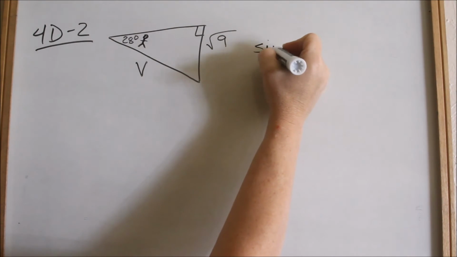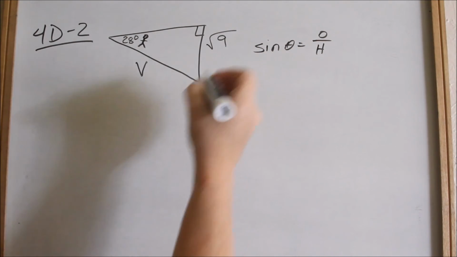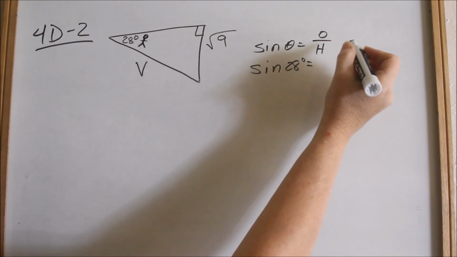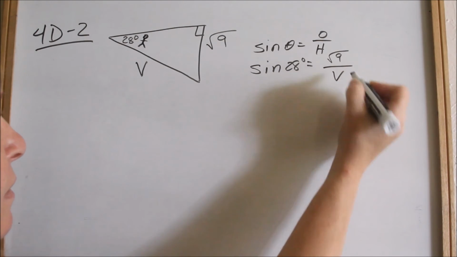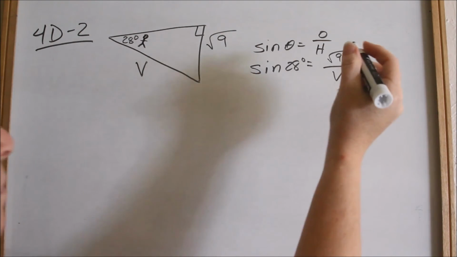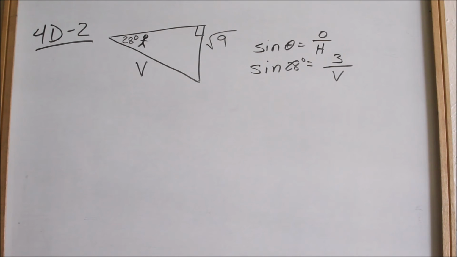So therefore I have sine theta equals opposite over hypotenuse. Fill in what I know. Sine, I know the angle is 28 degrees. The side opposite of me is square root of 9, and then the hypotenuse is V. Okay, so the first thing I'm going to do is turn square root of 9 into a decimal, because this doesn't tell me I have to leave it in radical form. So that is 3. Square root of 9, 3. So, making that into a fraction, because then I'm going to use cross multiplication.